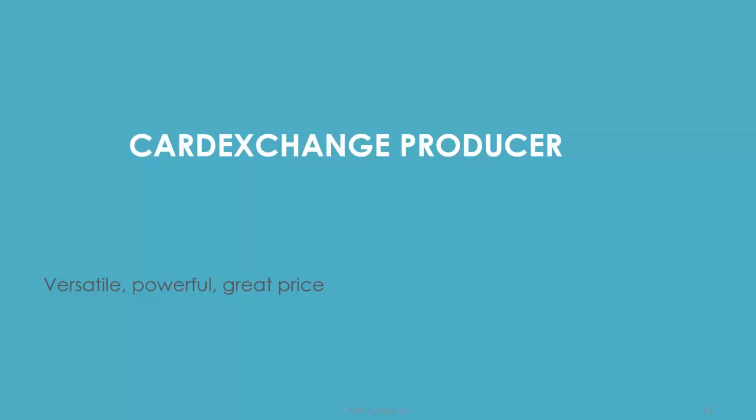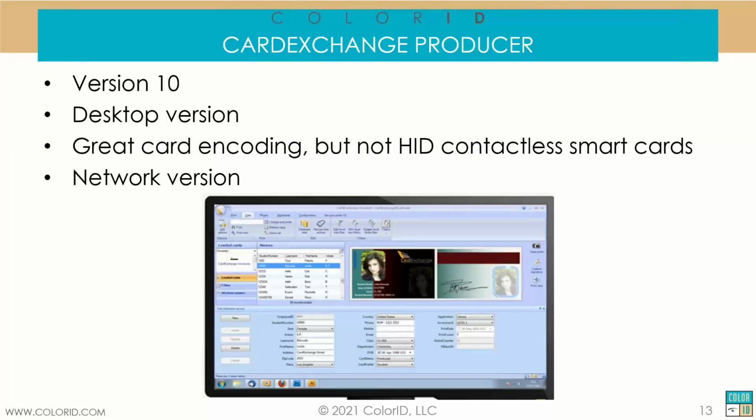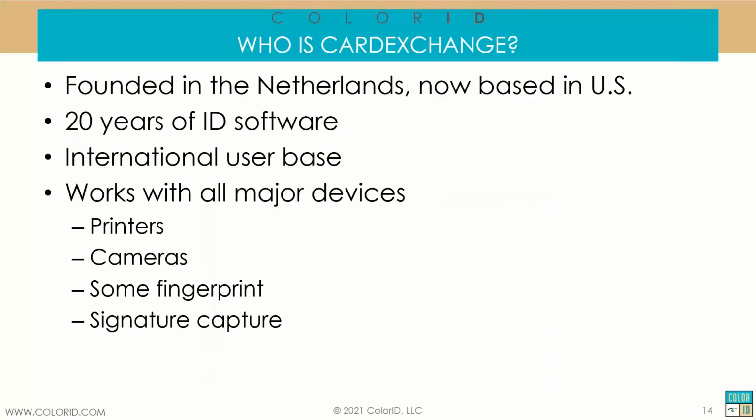So let's start talking about CardExchange Producer. It has been around for a while. It is now in version 10, full desktop version. It's very strong at encoding. I'll show you a few things about that, but it does not encode or read HID contactless smart cards. HID keeps how those cards are programmed and encrypted and secured to themselves. And CardExchange and most other software companies have not fully integrated the HID encoding modules. There are other ways to approach that, and we can talk about that too. There's also a network version.